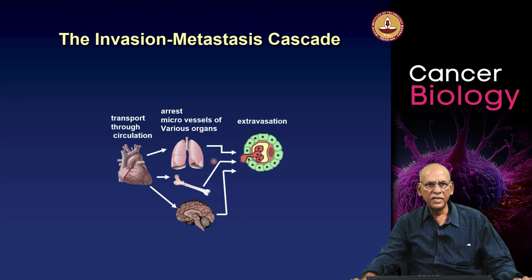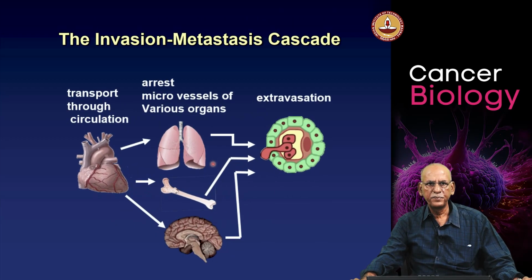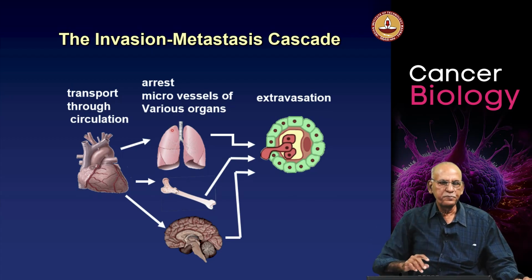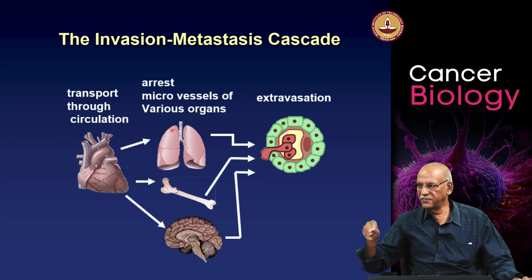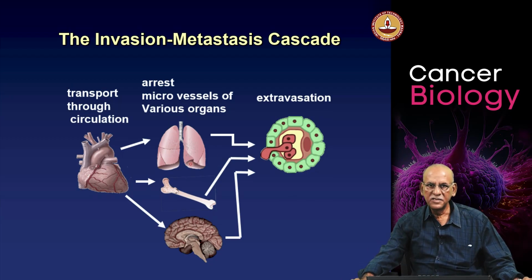Then next is of course they have to travel throughout the circulation. Then they get arrested in some organs. This is a very interesting phenomenon. They get arrested, they get stopped during the blood supply, blood is taken to different tissues and then they stop at specific tissues. Interestingly, the lungs, bone, brain are very well known secondary metastatic sites.